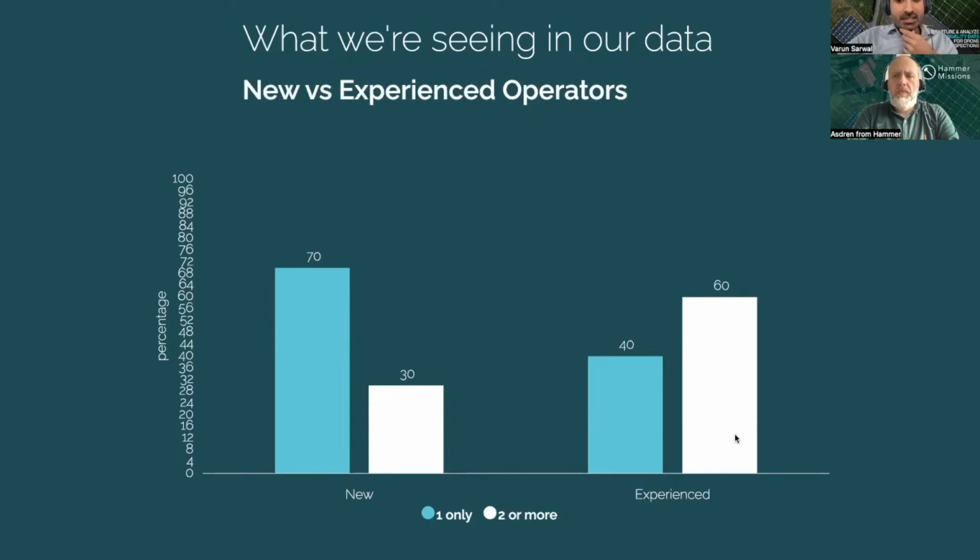But we also find that once you move into the more experienced drone operator category, 60% of the experienced drone operators are providing many different types of services, many different types of deliverables, and many different types of data sets. So it's all about understanding where you are in your drone services journey, and making sure that you aren't trying to go faster than you should, given the stage you're at.